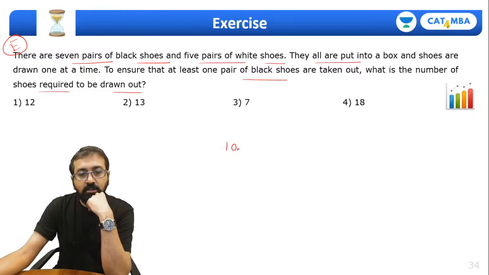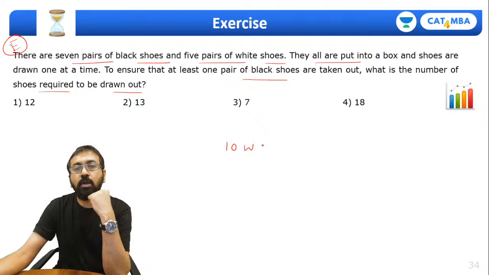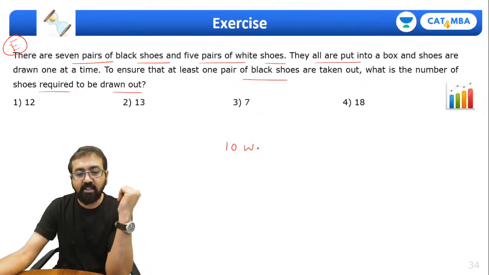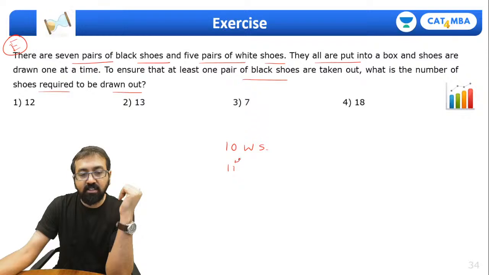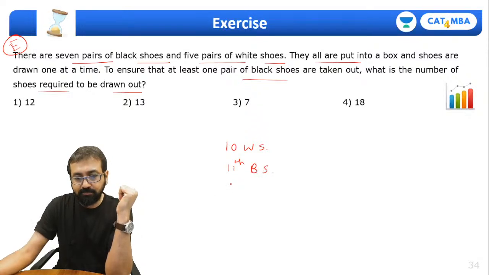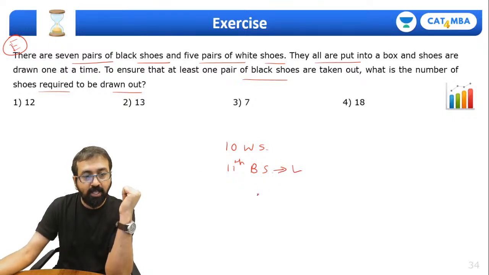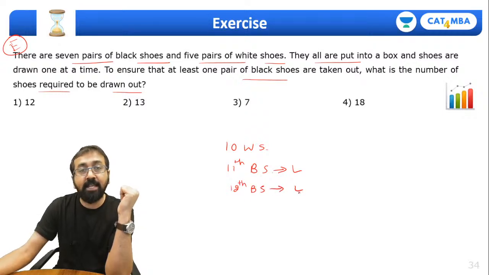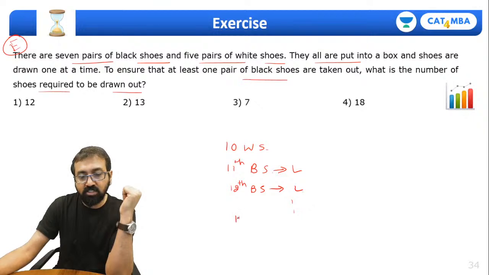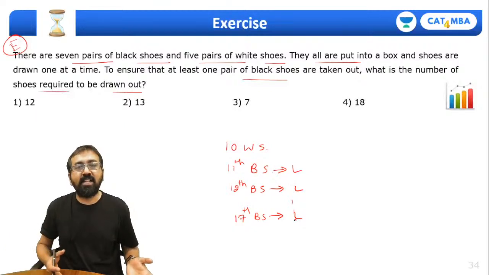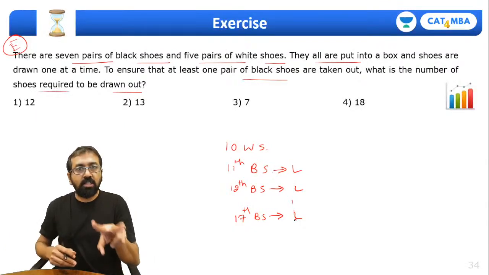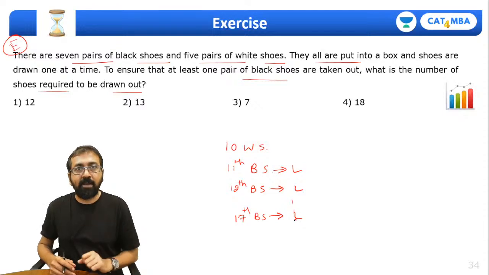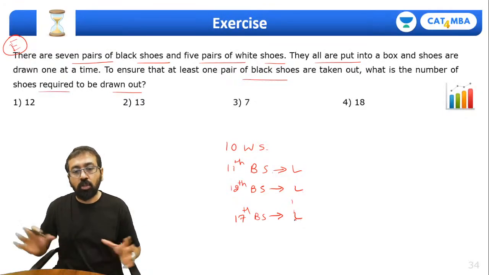So I got 10 white shoes. 5 pairs of white shoes, so that is 10 white shoes. And then the 11th came out to be definitely a black shoe. But assume that this is a black shoe of the left side. Then the 12th also came out to be a black shoe of the left leg, and so on and so forth. So 11 to 17 all came out to be black shoes of the left leg. Can I say this is the worst scenario? I wanted 2 shoes of the correct pair, black color, but first I got all the white shoes.